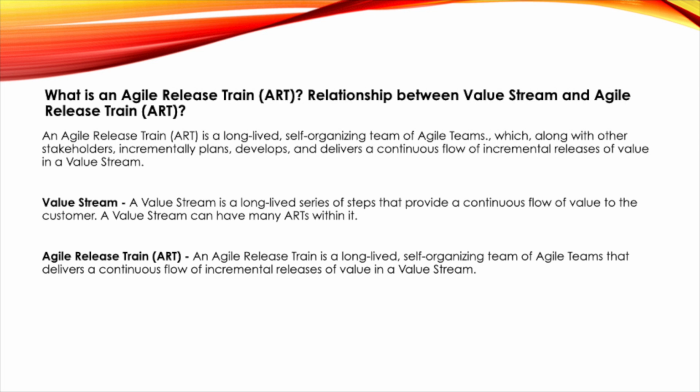Value stream. A value stream is a long-lived series of steps that provide a continuous flow of value to the customer. A value stream can have many ARTs within it. Agile Release Train. An Agile Release Train is a long-lived, self-organizing team of Agile teams that delivers a continuous flow of incremental releases of value in a value stream.